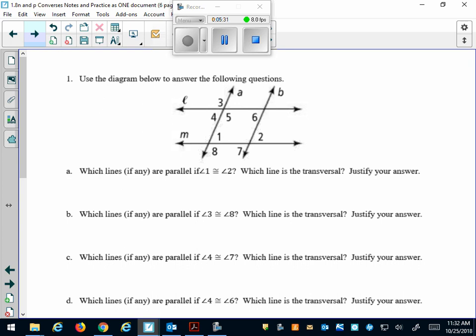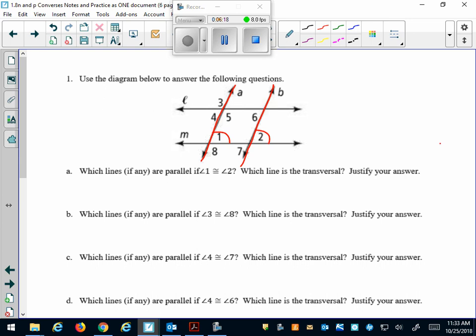All right, so if we look at this diagram, we've done stuff like this before, but it's an important skill because we are going to be taking these converses and writing proofs using them. We'll talk about that in a second. So you have to be able to keep straight what angles go with which lines. So which lines, if any, are parallel if angle 1 is congruent to angle 2. So now they're not telling us the lines are parallel. They're asking us, if we know that 1 is congruent to 2, what two lines could we determine are parallel? Yeah, line A would be parallel to line B.